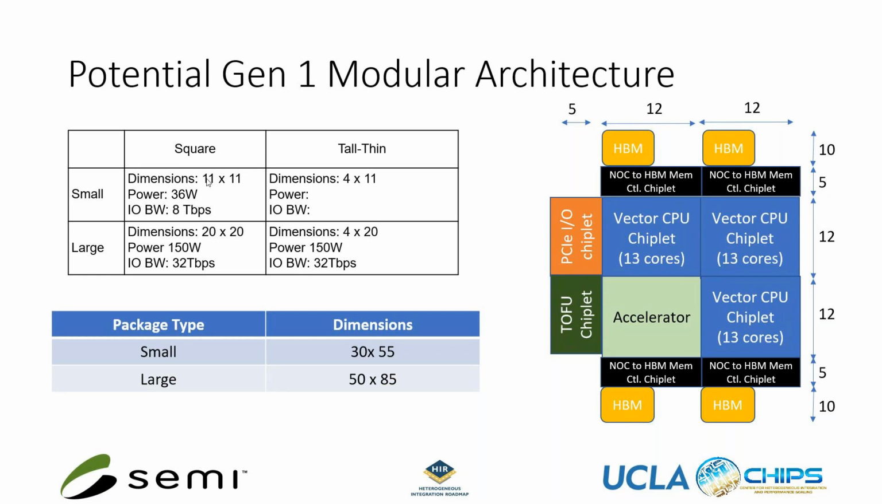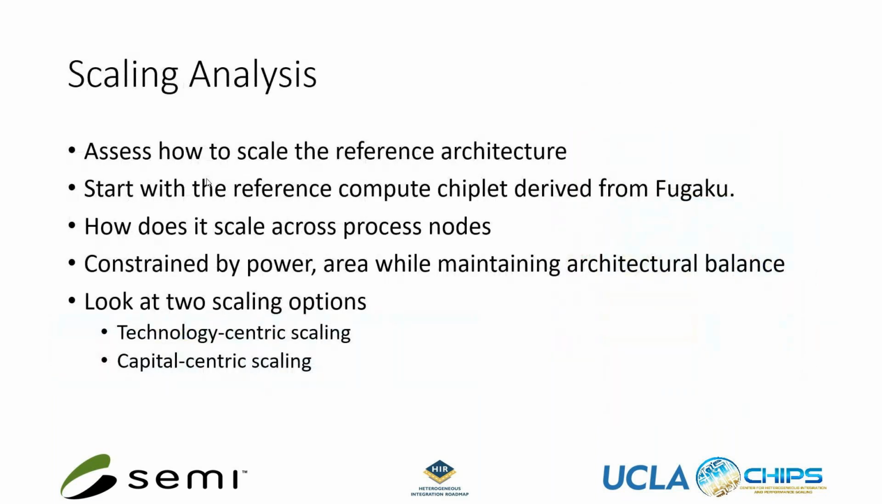Okay, so for the rest of the talk, we're going to spend a lot of time on something that came up over the last 6 weeks and opened up a whole new interesting way to slice this cake. It was the idea of how do you scale this reference architecture. We've got this reference chiplet from Fugaku, and how do I scale it across process nodes? What happens when I go to more advanced process nodes?